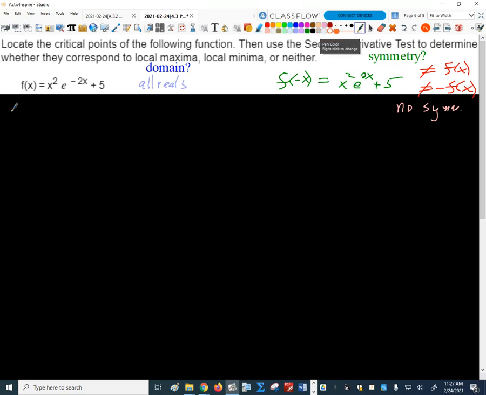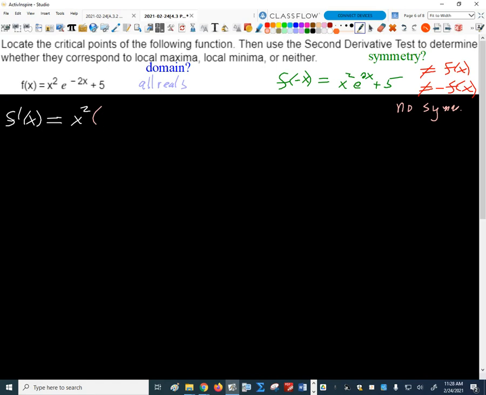First derivative. What's our first derivative going to be here? Do you have to use the product rule or no? We do, don't we? We've got a product of x squared times e to the negative 2x. So x squared times negative 2x e to the negative 2x.